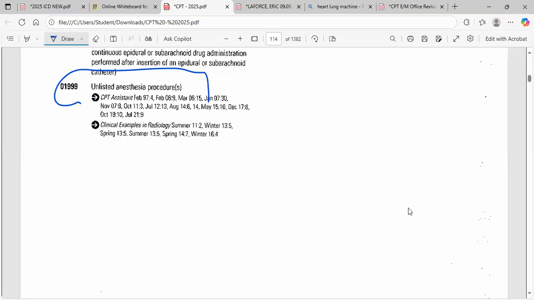In that case, we are going to use 01999. So we have to use 01999 whenever there is a procedure mentioned in the documentation, but we do not have the code. Then we are going to use the unlisted code. Any questions so far?